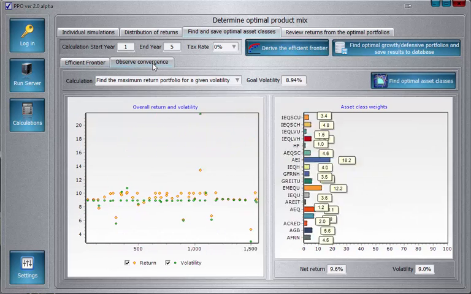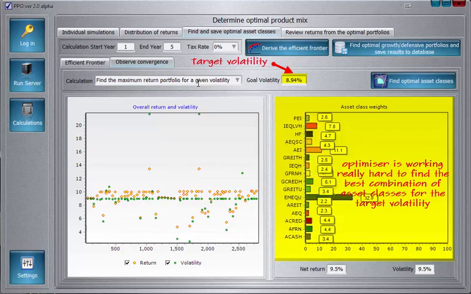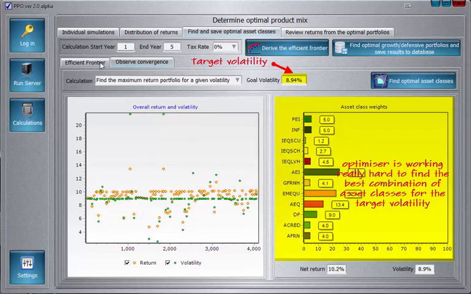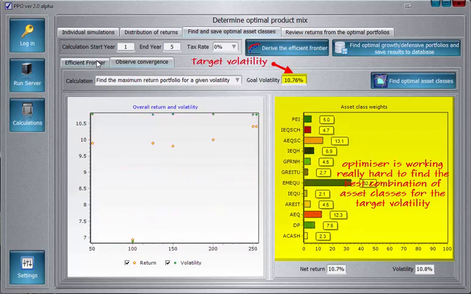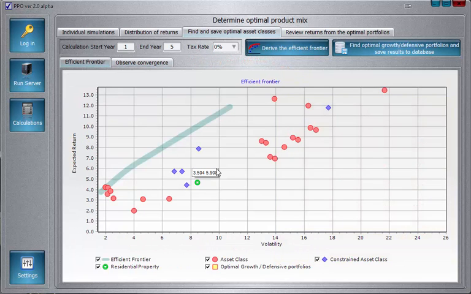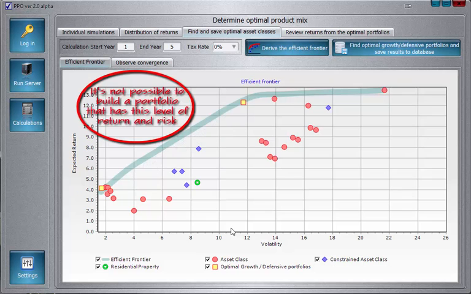The derived return is the expected return net after tax, limiting the use of constrained asset classes, and disallowing a negative holding in any asset class. We can see the optimizer running in real time, actively trying to find the optimal combination of asset classes that generate the highest return for the given level of risk. The light green line shows the efficient frontier. It's impossible to find a combination of assets that lie to the north or west of that frontier.